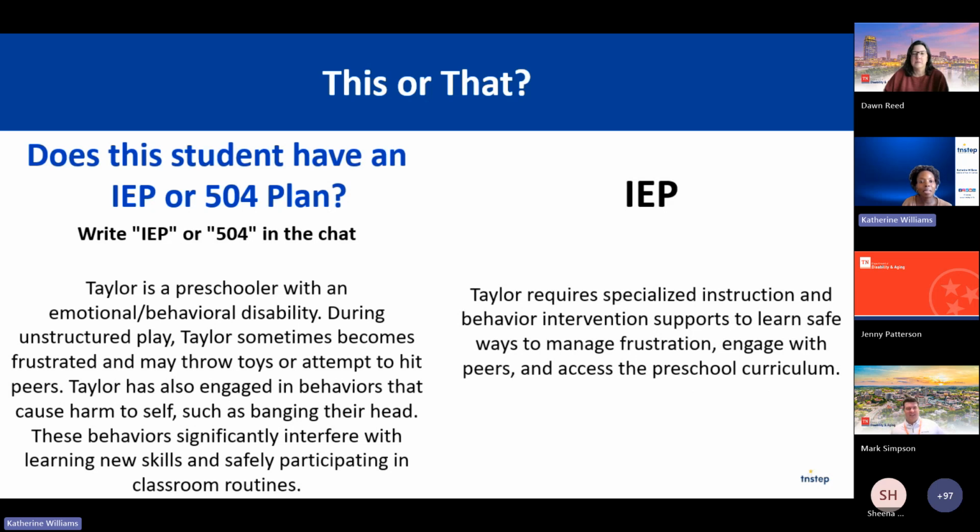Most likely Taylor would have an IEP because Taylor requires specialized instruction and behavior intervention support. That could be through the behavior intervention plan, or it could just be behavior support in the classroom to learn safe ways to manage frustration, engage with their peers, and access the preschool curriculum. So most of you guessed right on that one. We're going to try another one.